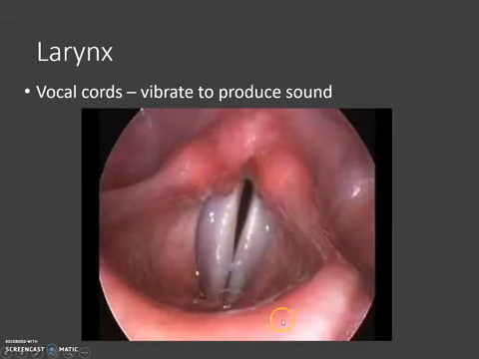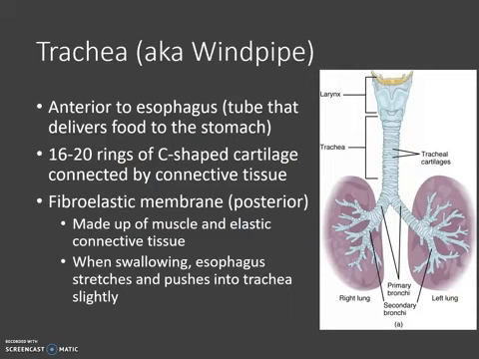And I believe that this is the epiglottis up here. So it's open right now. But when you swallow, this flap of cartilage would close over the opening here to prevent food and drinks from going into your lungs. The trachea is inferior to the larynx, and it's also known as the windpipe. And as we mentioned, it is also anterior to the esophagus, so the esophagus runs behind it.